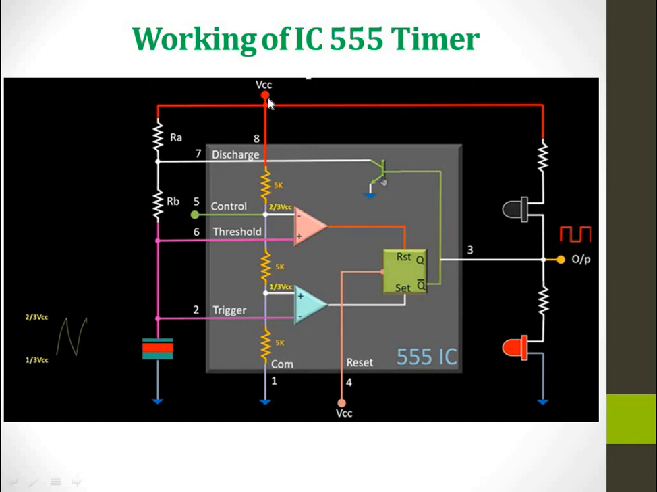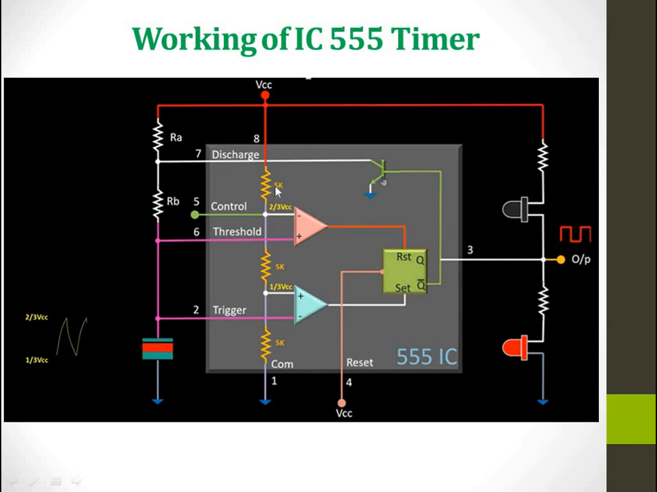Pin number 8 is plus VCC, the supply voltage. Through this VCC and RA, RB, the capacitor will charge. The charging time and discharging time of the capacitor determine the frequency of oscillation of this timer IC. Whenever the power is on, through RA and RB the capacitor starts charging and discharging, and charging and discharging will be fixed between two voltage levels: one is 2 by 3 VCC, another is 1 by 3 VCC. These 2 by 3 and 1 by 3 VCC are the voltage drops across these three equivalent resistors, so these are the voltage divider points.